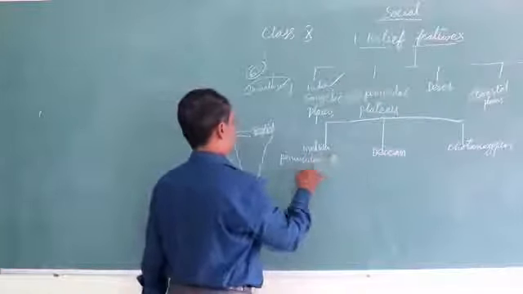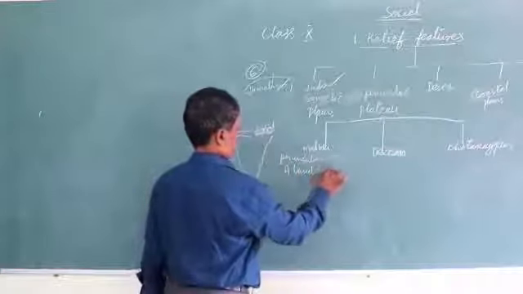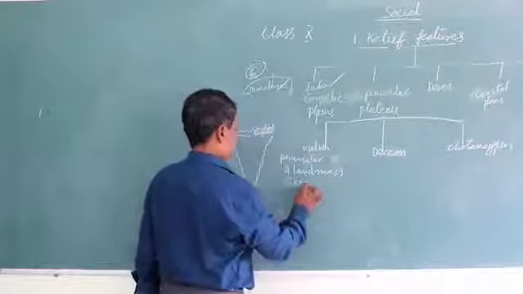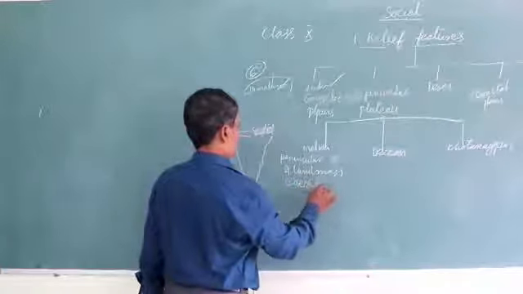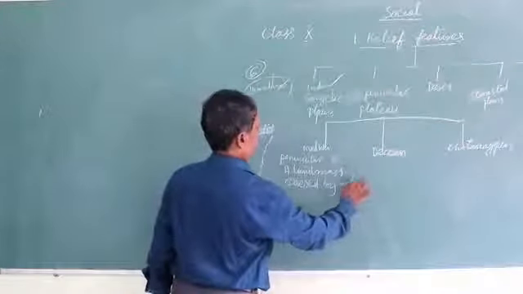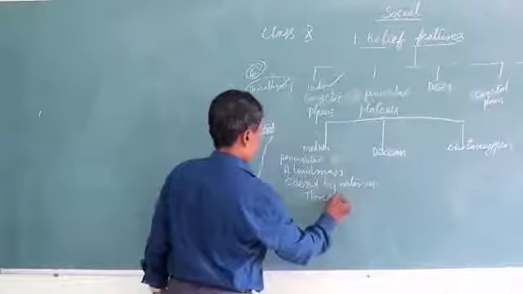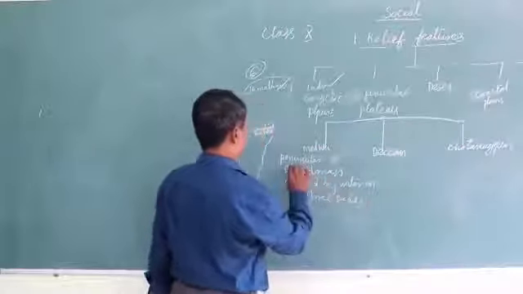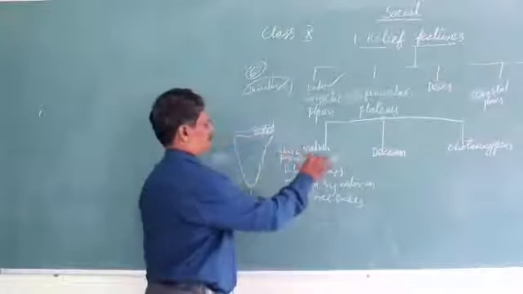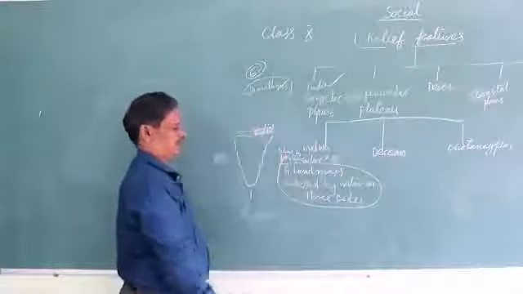a landmass covered by water on three sides. What is peninsula? Okay, this is the peninsular.